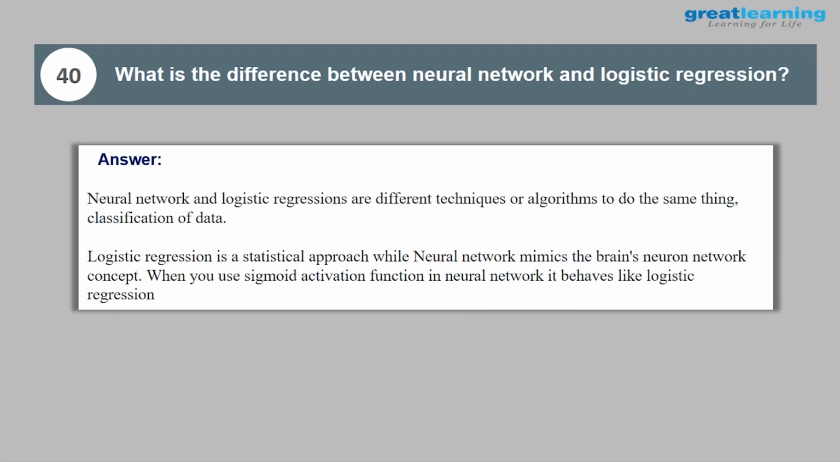Now let's have a look at what is the difference between neural network and logistic regression. Neural network and logistic regression are different techniques or algorithms to do the same thing, classification of data. Logistic regression is a statistical approach, while a neural network mimics the brain's neural network concept. When we use a sigmoid activation function in a neural network, it behaves like logistic regression.